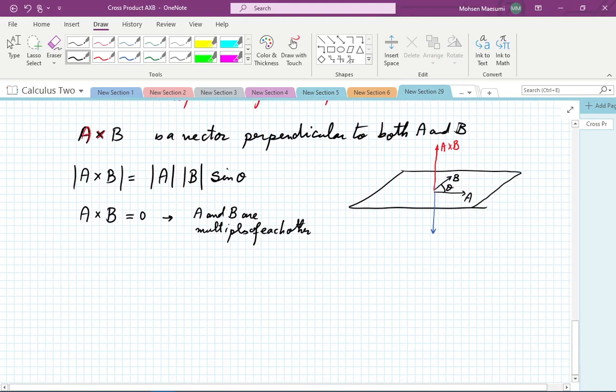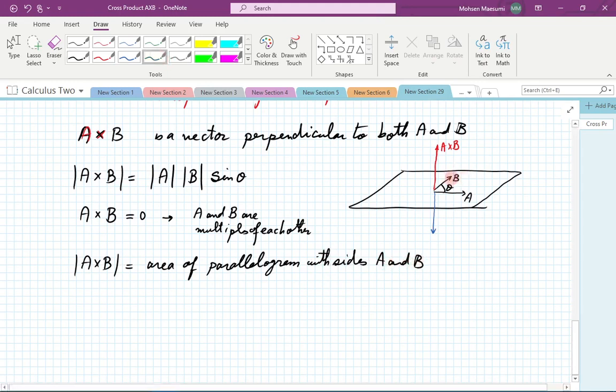One of the more interesting applications of this is that the absolute value of A cross B is equal to the area of the parallelogram whose adjacent sides are A and B. Meaning, if you make a parallelogram with this, and here's the parallelogram, the area of this parallelogram numerically is equal to the length of the vector that we have. So that is a geometric property of this.